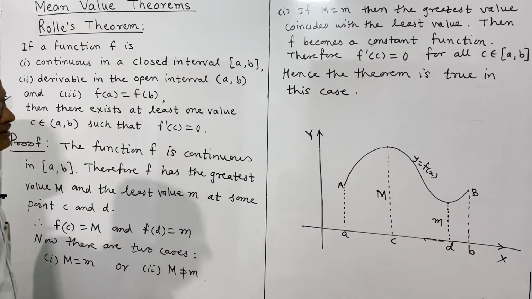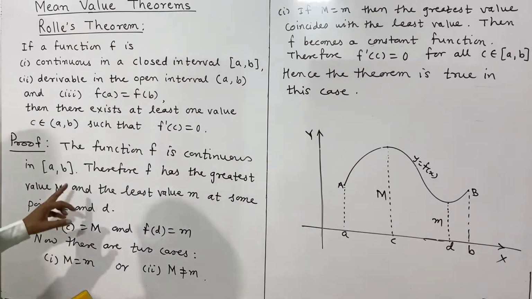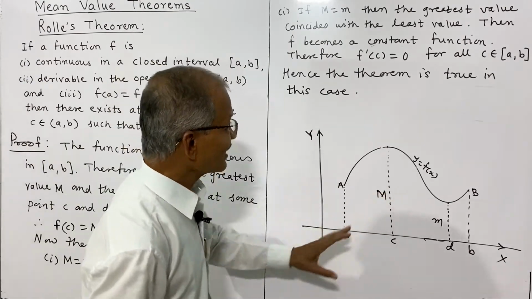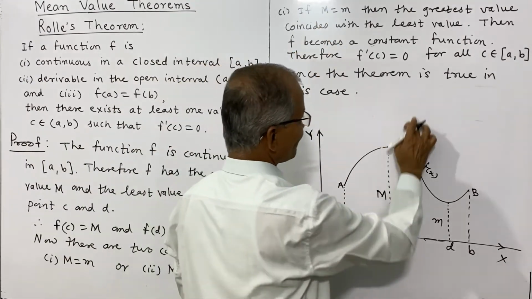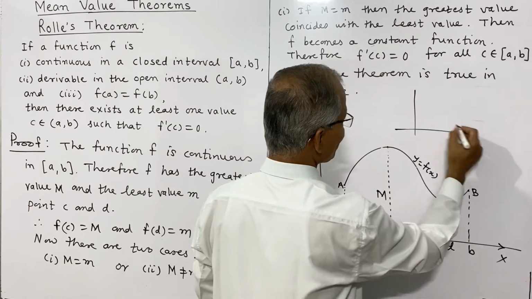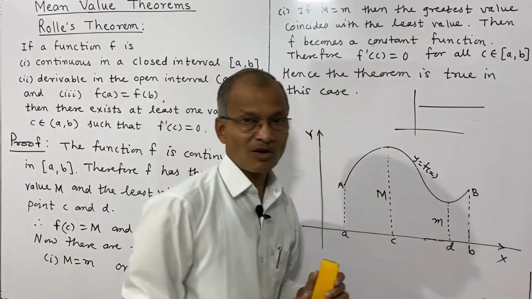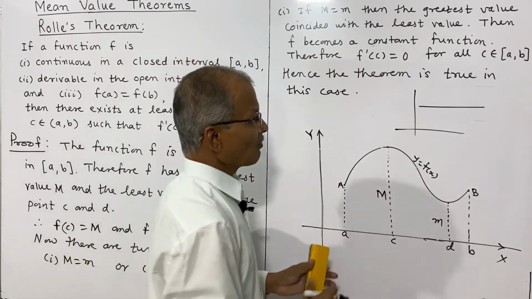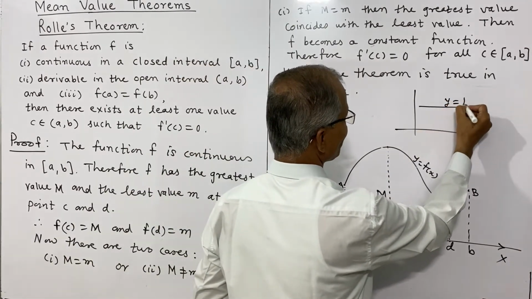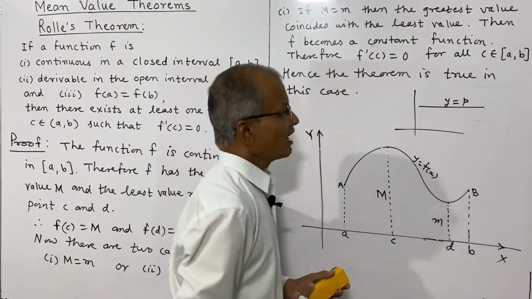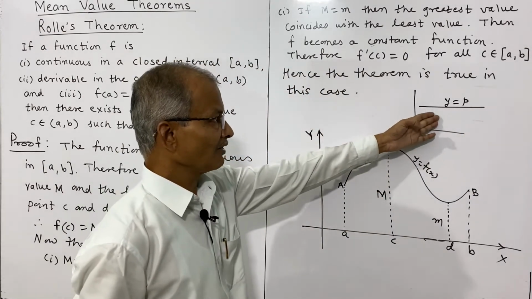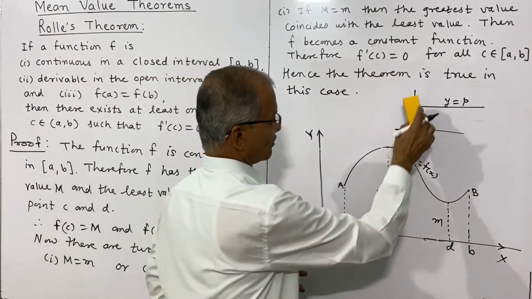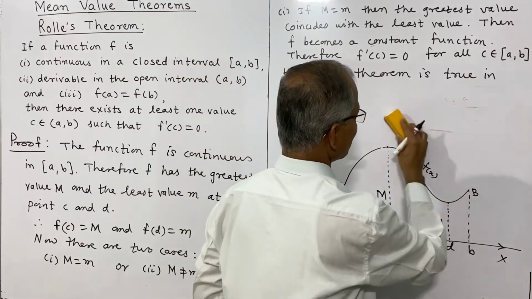Now we shall consider the second case, that is small m is not equal to capital M. For the first case we have drawn the figure where the function is constant. A constant function has a graph like this: y is equal to f of x, a constant value, say p or d, and the graph is a horizontal line. The derivative at each point is equal to 0, and thus the theorem is satisfied in this case.